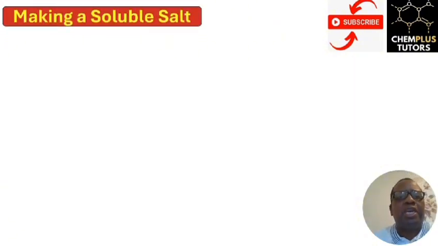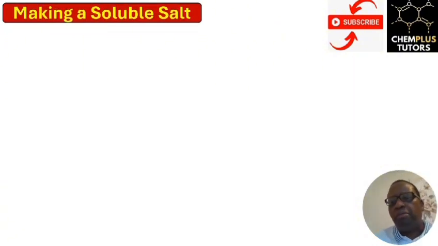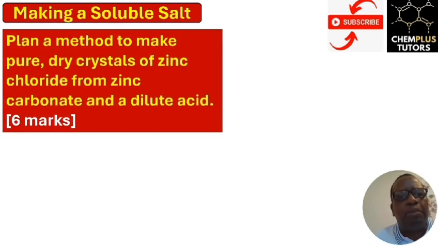Today we've decided to look at making a soluble salt. Many year 11s do struggle with this exam question. Plan a method to make pure dry crystals of zinc chloride from carbonate and dilute acid. Now, when you get a question like this, they are telling you dilute acid. They've given you the zinc carbonate, dilute acid.